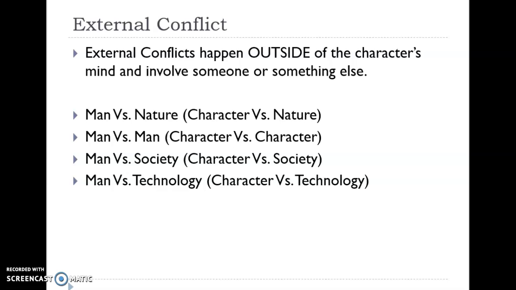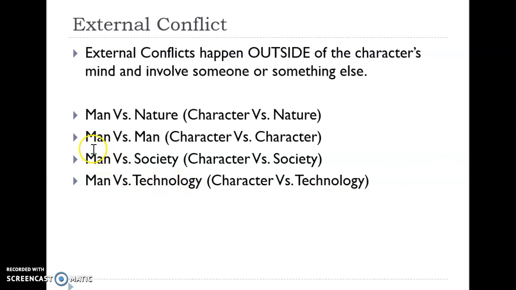External conflicts happen outside of the character's mind and involve someone or something else. Common examples are man versus nature, again, also called character versus nature. And this is when a character faces something in a story that the elements of nature control. That could be like a hurricane or a snowstorm. When a character faces something like that, we call that character versus nature.